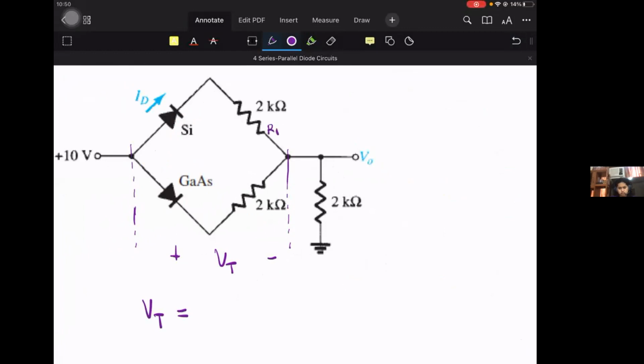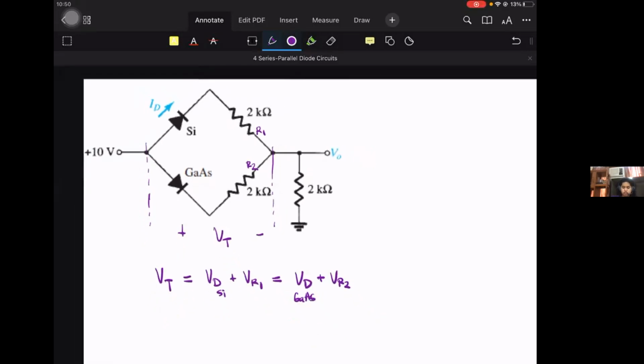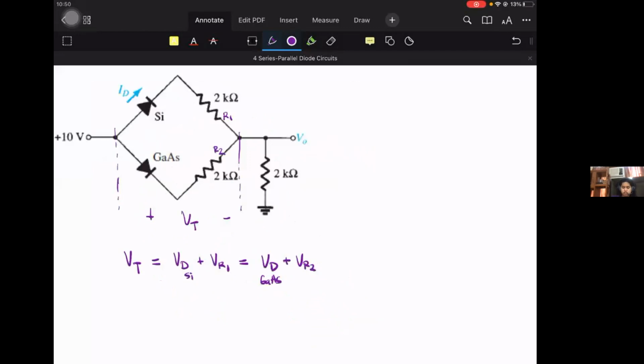So VT should be equal to, let's say this is resistor 1, this is resistor 2. VT should be equal to diode voltage ni silicon plus voltage drop ni R1, equal to diode voltage ni gallium arsenide plus voltage drop ni resistor 2. Okay. Malagod tong sa original na slide, si VT is si VS. Muna siya ang atong VR1. Muna siya ang atong VR2. Okay.